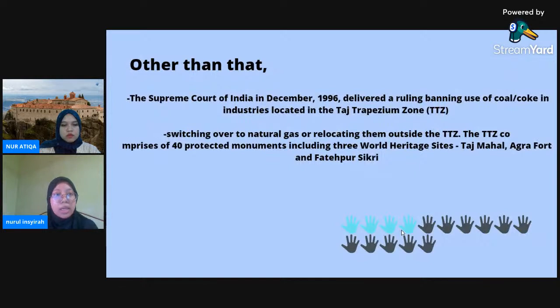Other than that, the Supreme Court of India in December 1996 delivered a ruling banning use of coal or coke in industries located in the Taj Trapezium Zone (TTZ), switching over to natural gas or relocating them outside the TTZ, which comprises 40 protected monuments including 3 World Heritage Sites: Taj Mahal, Agra Fort, and Fatehpur Sikri.